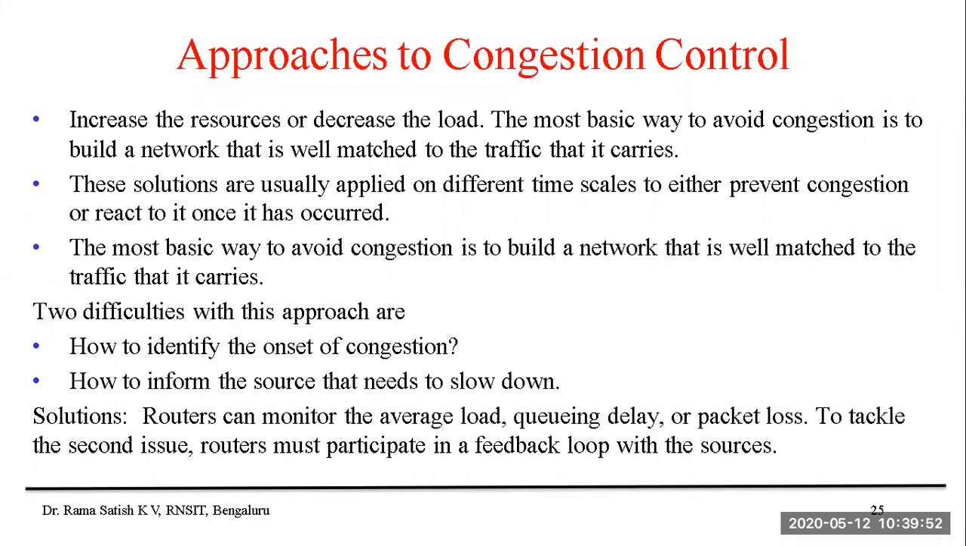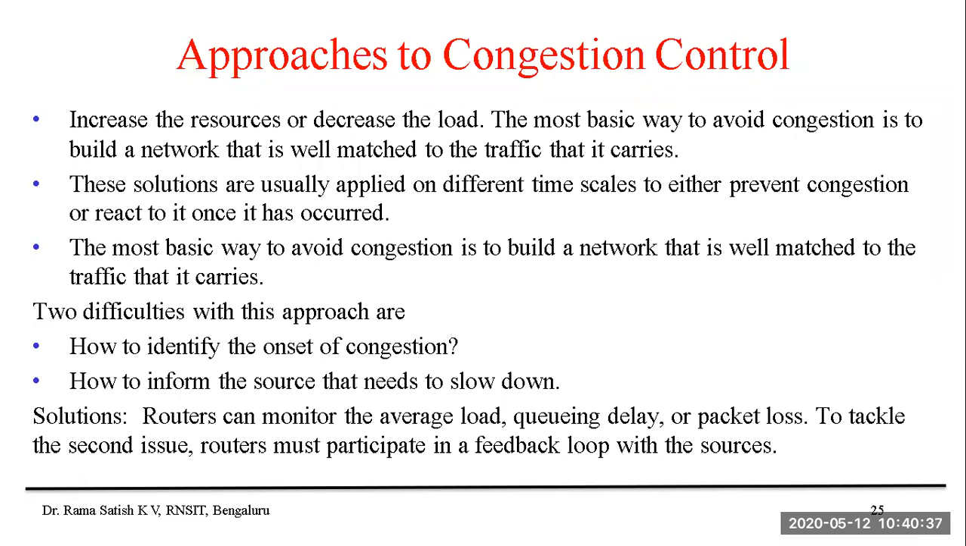So there are approaches to control this congestion. One is to increase the resources and decrease the load. Increase the resources in the sense that you increase bandwidth, you lay parallel cables. It becomes very easy, since more cables means the traffic will flow. The most basic way to avoid congestion is to build a network that matches the traffic that it carries. Based on the traffic, you have to accommodate the number of lines, number of paths, etc.